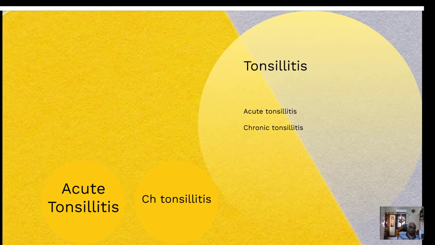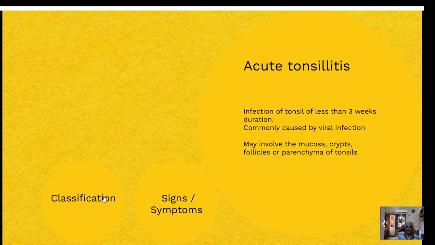Now, let us come to inflammation of the palatine tonsil, which is also known as tonsillitis. Acute tonsillitis is defined as inflammation involving the tonsil lasting less than 3 weeks in duration. So, acute tonsillitis is inflammation or infection of the tonsil lasting for less than 3 weeks. It is commonly caused by viral infection. It can involve the mucosa, the crypts of the tonsil, the follicles, or the parenchyma of the tonsils.